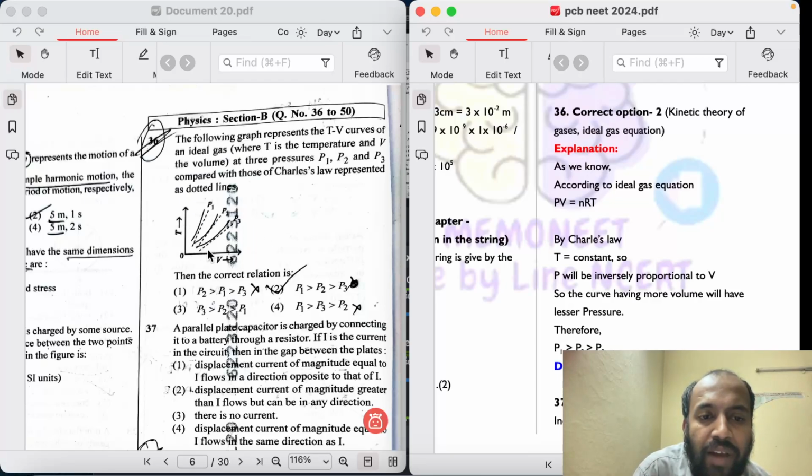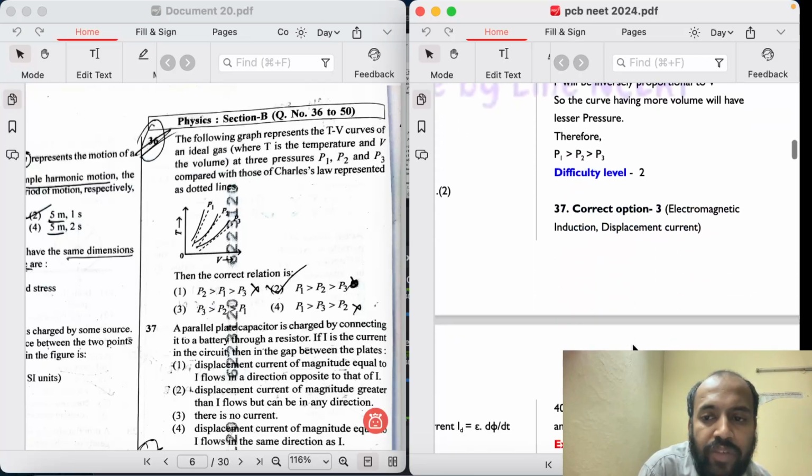If you check from the graph and look here, P3 has got maximum volume, P2 is less than that, P1 is less than that. So in volume it would be V3 is greater than V2 is greater than V1. In pressure it will be just the opposite. P1 would be greater than P2 would be greater than P3. So the correct option would be number 2. If you know Charles' law, you should be able to solve this directly.